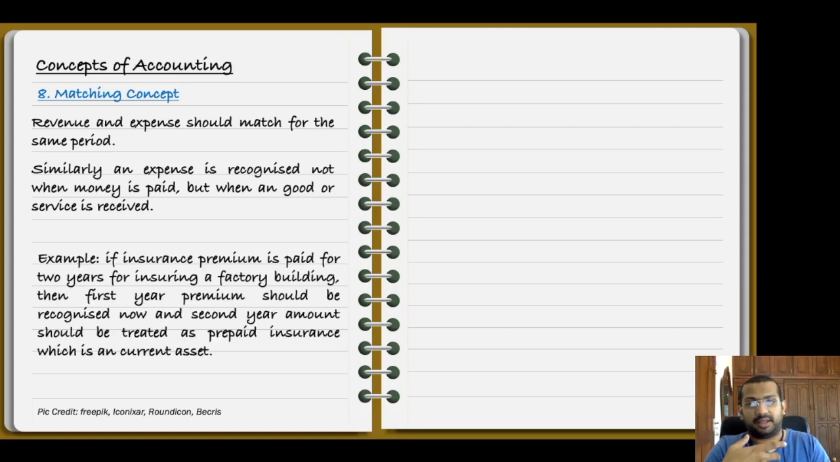I would explain it in a better way. This example is a good example. If insurance premium is paid for 2 years for insuring a factory building, then the first year premium should be recognized now and the second year amount should be treated as prepaid insurance, which is a current asset. I bought a factory building, and I'm insuring it against a fire accident, and I am paying the premium for 2 years, for this year and for the coming year. So it is not right to account the whole premium as expense in the books of accounts for this year. Instead, if 20,000 is the premium for 2 years, I would be only recognizing 10,000 for this year, and 10,000 will be recognized as an asset.